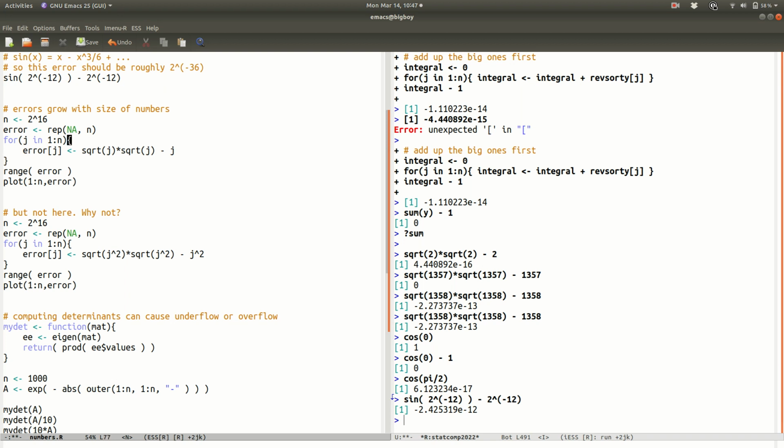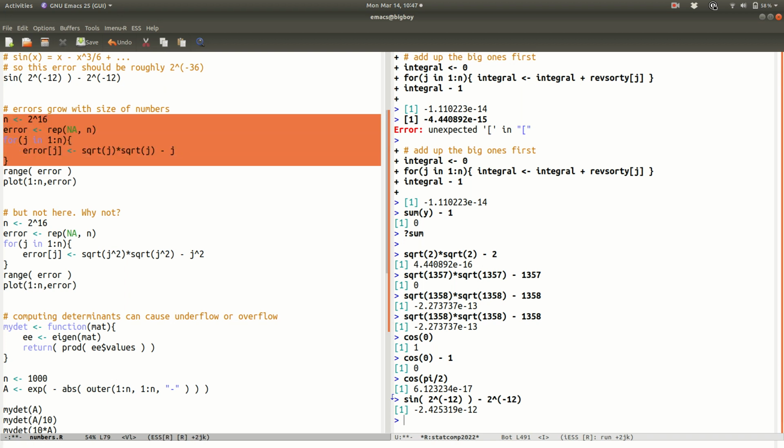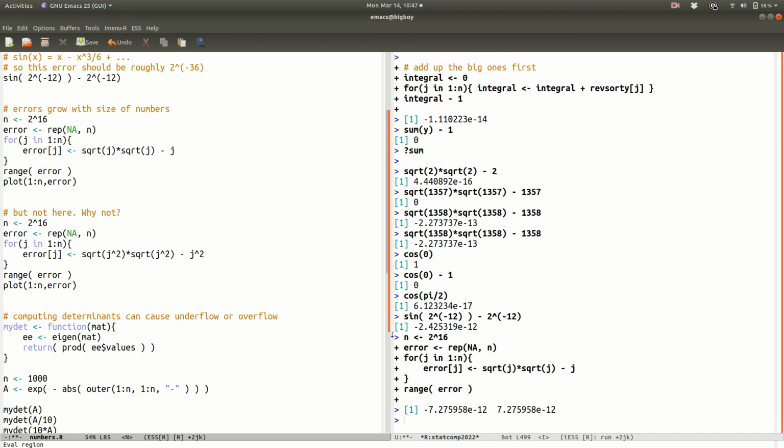Okay, so let's plot. Well, let's run this first. So this calculates the error. And I'm going to print out the range of the error. So this is the smallest error for these calculations, and this is the largest one, about 7 times 10 to the minus 12.